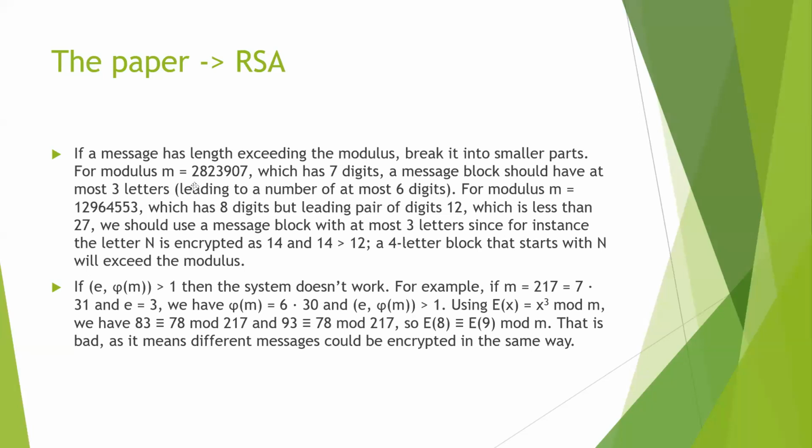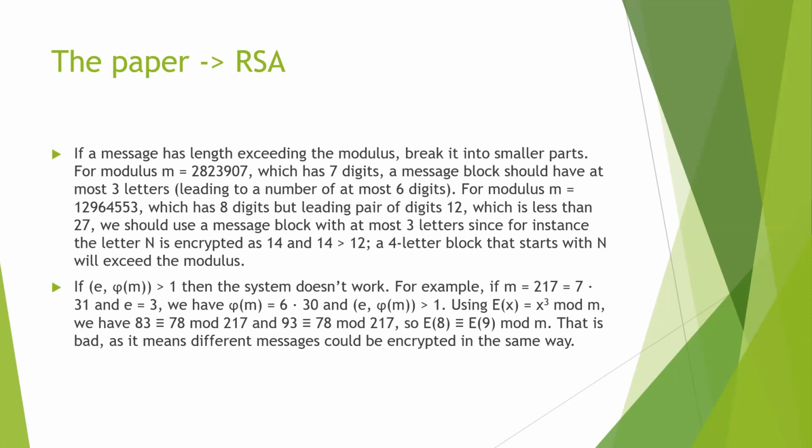Now, what were we saying earlier? The messages have to be sent with 0 ≤ x ≤ m − 1. Now, what happens if the message length exceeds the modulus? Simple solution: break it into smaller parts. For a modulus m, let's say the one flashed right there, it has 7 digits. So a message block should have 3 letters.